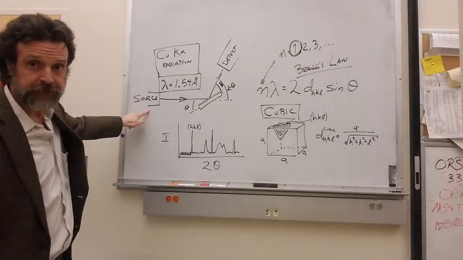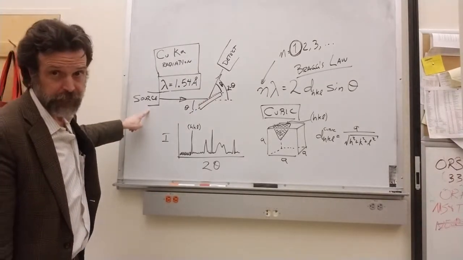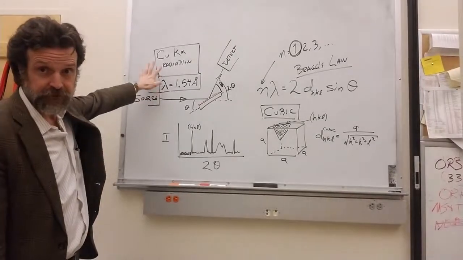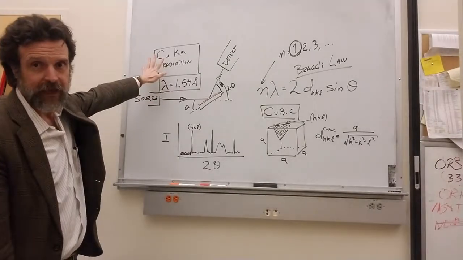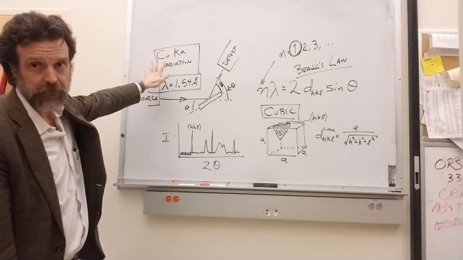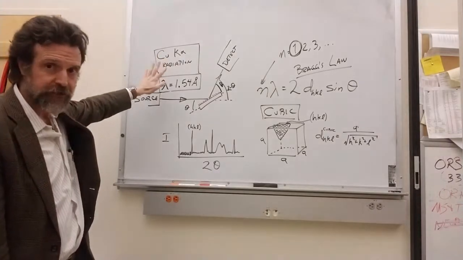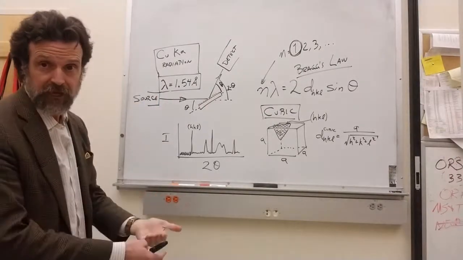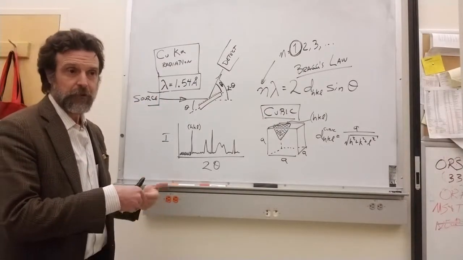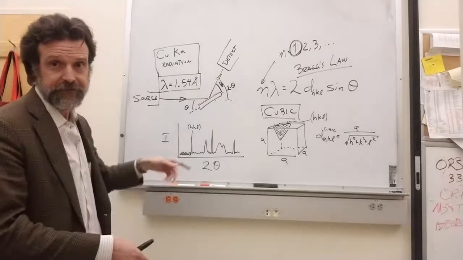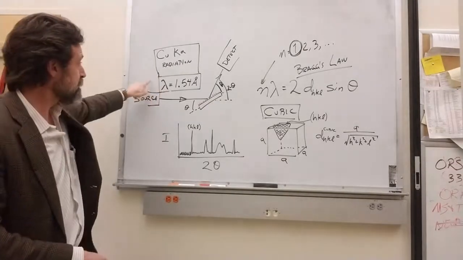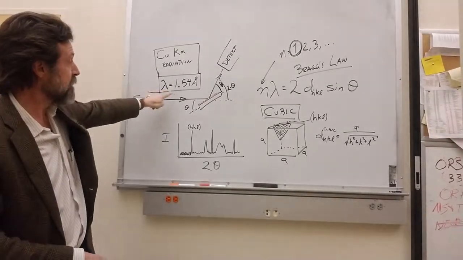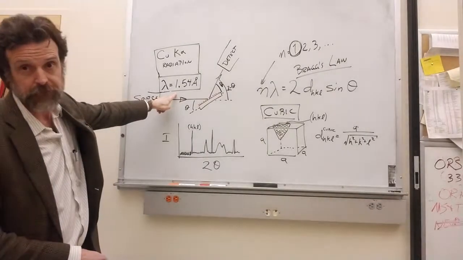You have an X-ray source. The most common X-ray source for diffraction is a copper source, and we call this radiation copper K alpha radiation. We didn't talk about this here, you'll see this elsewhere, but the important thing is that this is the most common. So if no one tells you what your radiation source is, you guess that this is it. And the radiation has a wavelength of 1.54 angstrom.